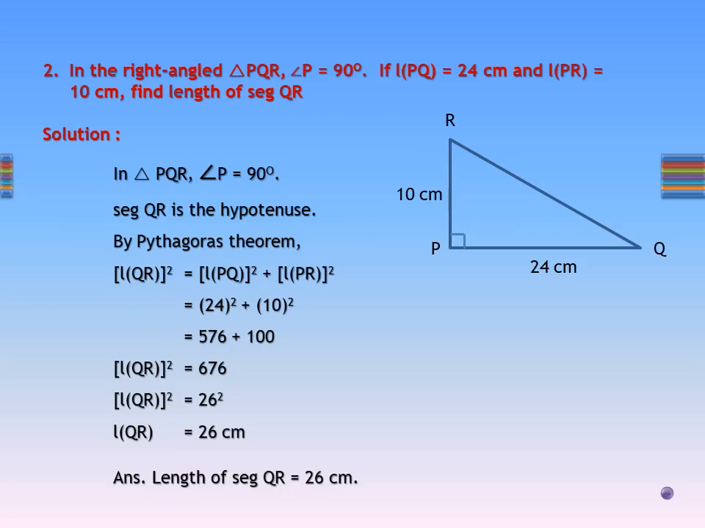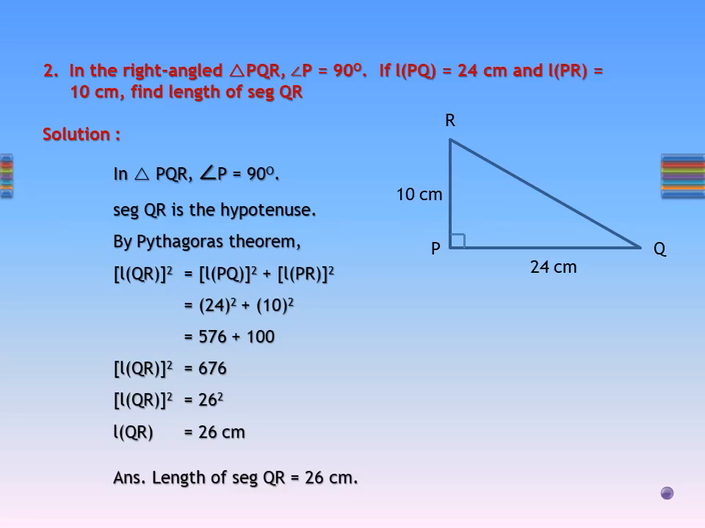Now let us solve this sum. In the right angle triangle PQR, angle P equals to 90 degree. If length PQ equals to 24 centimeter and length PR equals to 10 centimeter, find length of segment QR. To understand this sum better, first let us draw the triangle PQR, where angle P is 90 degree. So if angle P is 90 degree, that means QR is the hypotenuse. So we are supposed to find the length of QR, which is the hypotenuse. Let us write down the length PQ as 24 centimeter and length PR as 10 centimeter.